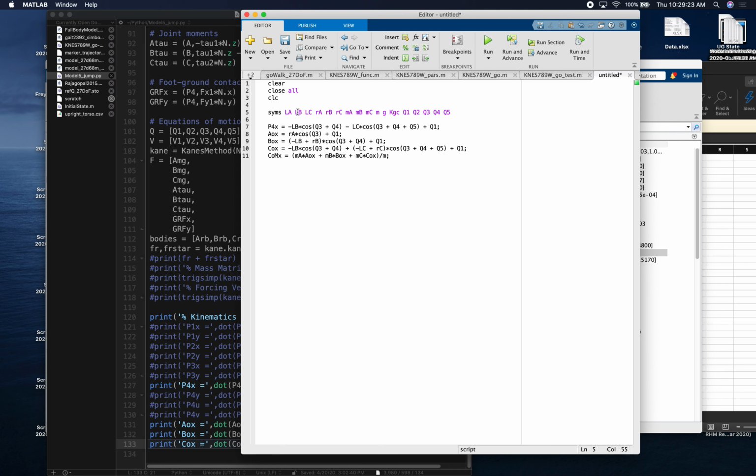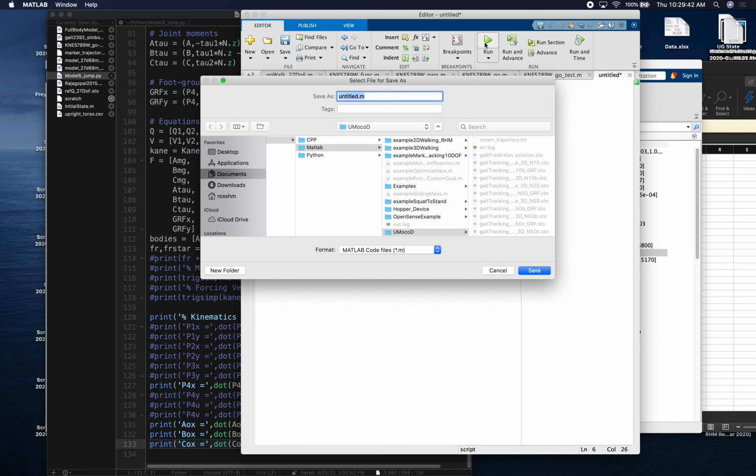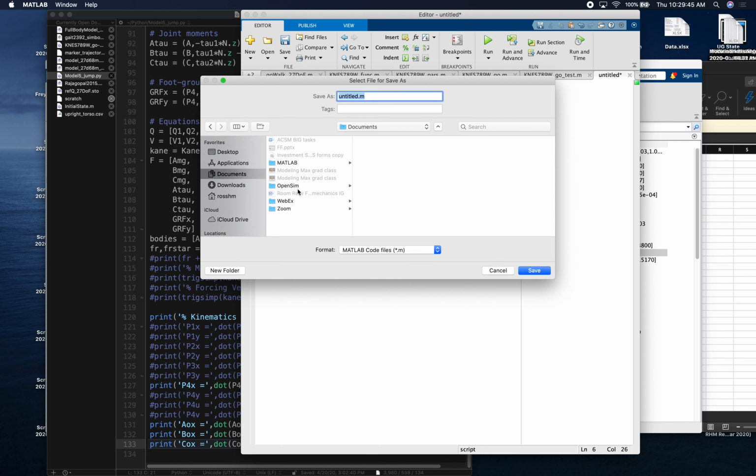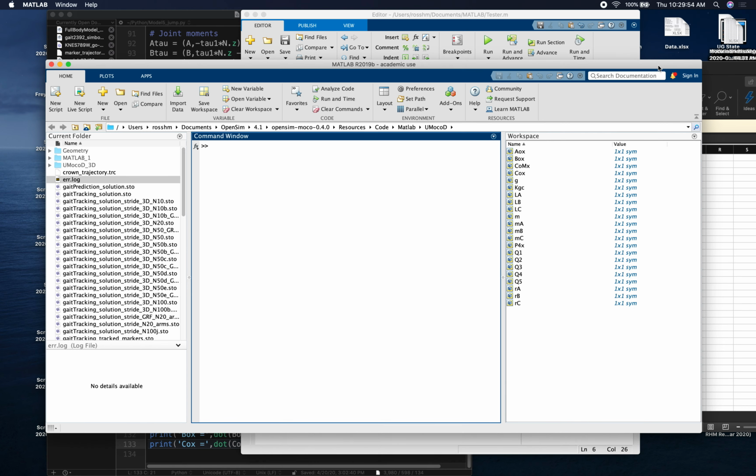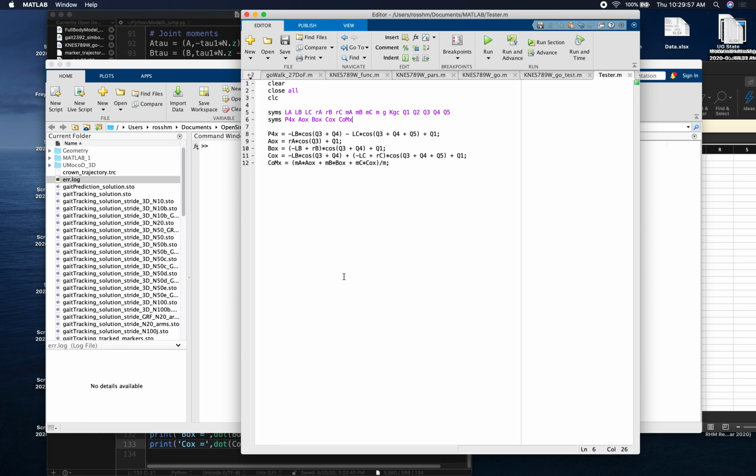Then I will also want my symbols here on the left-hand side defined as symbols, so P4X, UX, COX, COMX, and I think that's all of them. Okay, and let's just run this and save it. And I'll just call this tester, and see if it's working well so far. Seems to be fine so far.